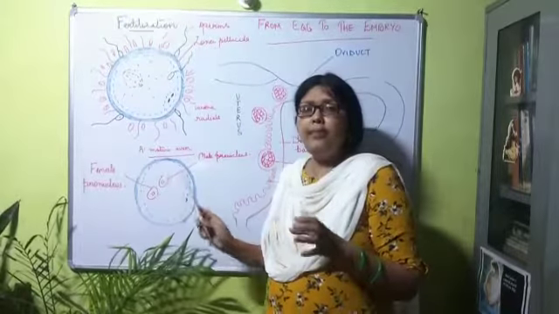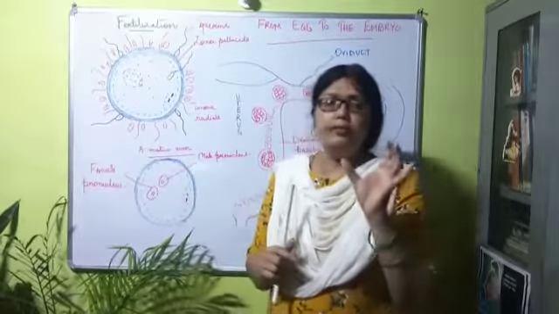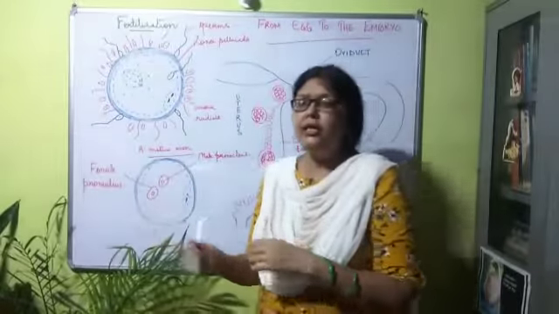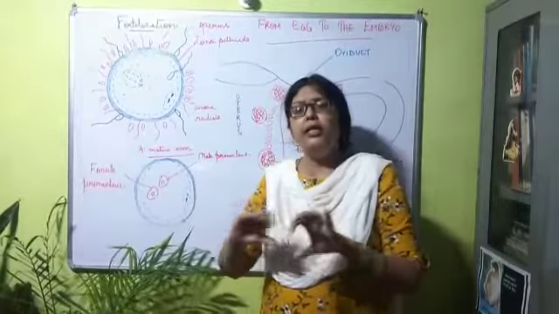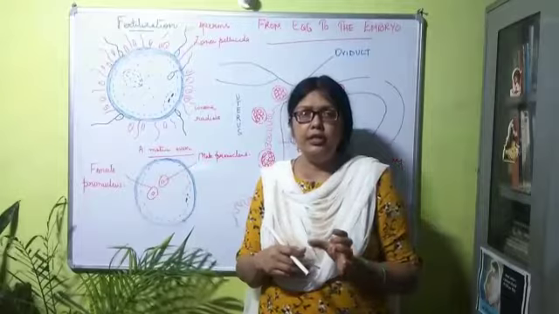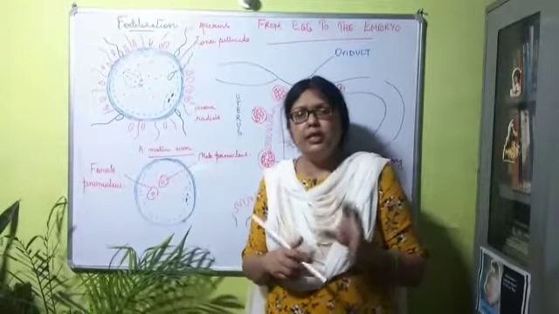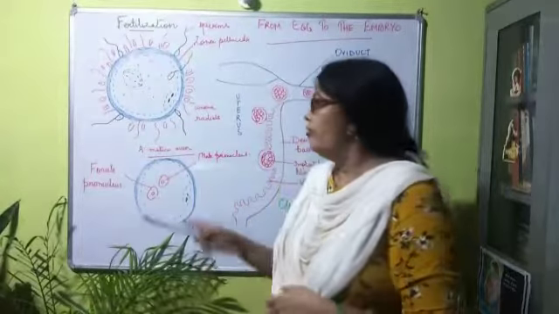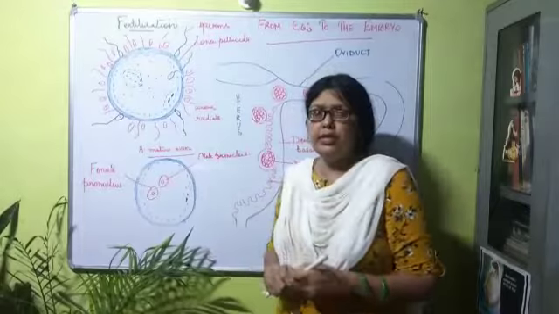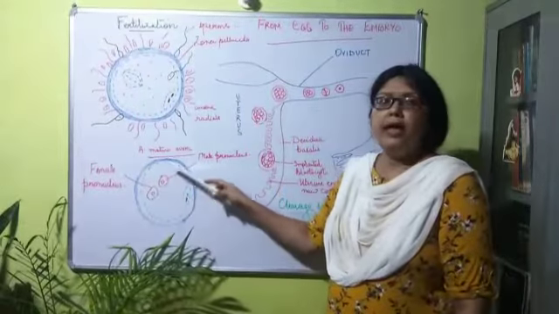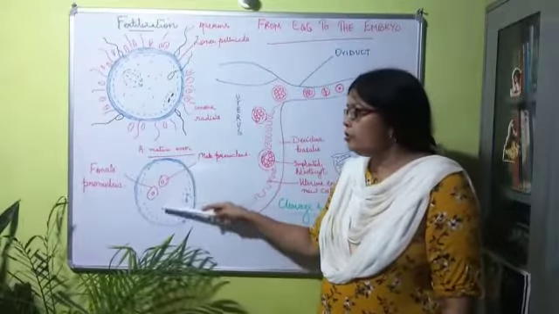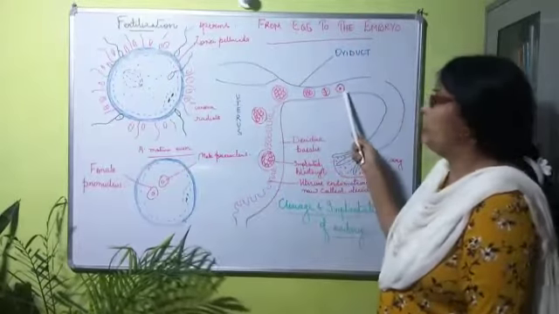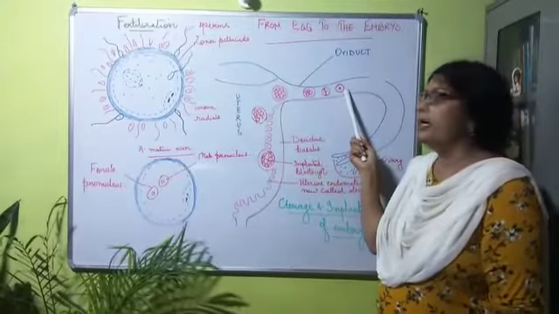Then what happens in the sperm? There was the head, the middle piece and the tail. The middle piece and the tail detach from the head region. So what happens? The head of the sperm forms the male pronucleus. The female pronucleus and the male pronucleus fuse together inside the fallopian tube and form the zygote.